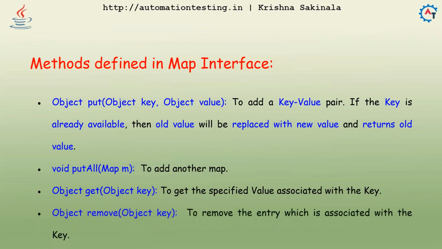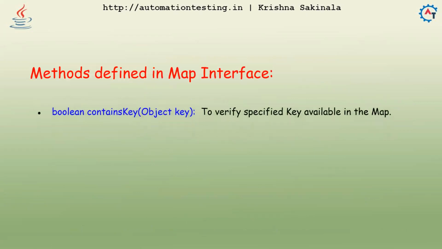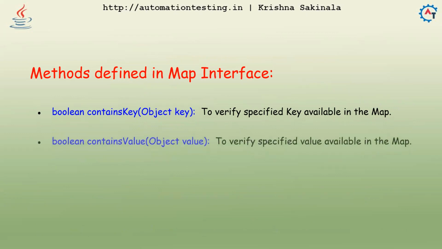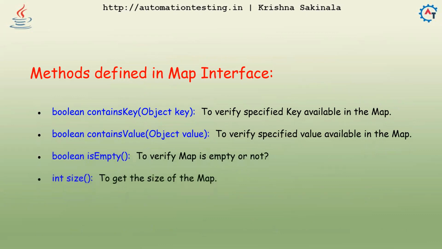Remove, to remove an entry which is associated with the key. So the entire entry will be removed according to the key. Another method is containsKey, to verify whether the specified key is available in the map. containsValue, to verify whether the specified value is available in the map. isEmpty, to verify whether the map is empty or not. That is boolean. int size, to get the size of the map, that is an integer. Clear, to remove all the elements from the map.